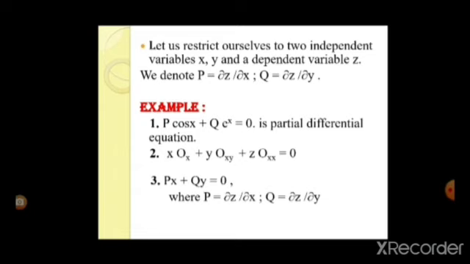And coming to the third one, px plus qy equal to 0, where p equal to dou z by dou x and q equal to dou z by dou y. These are the forms in which we can write a partial differential equation. These are a few examples.